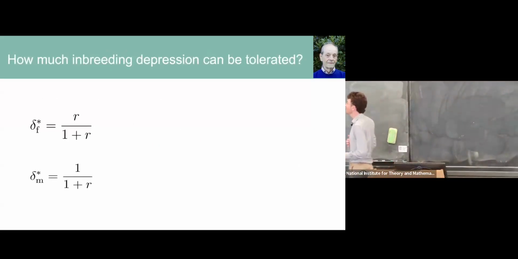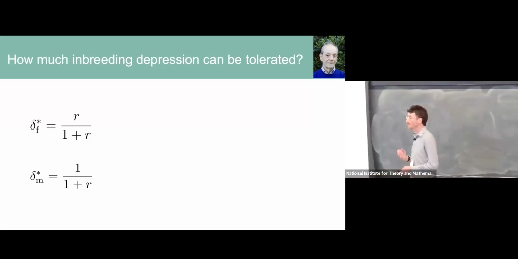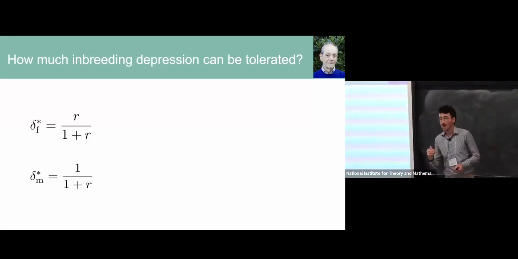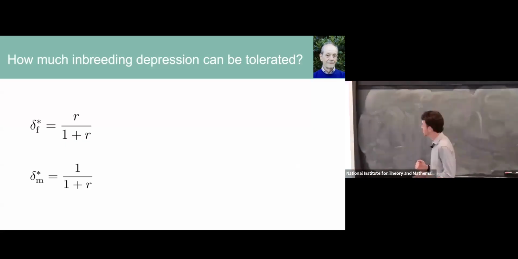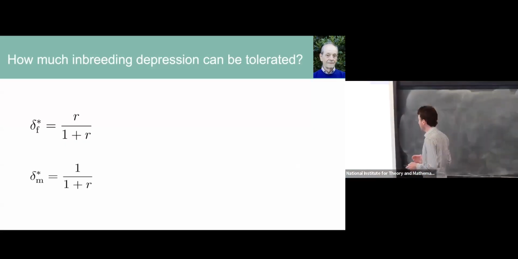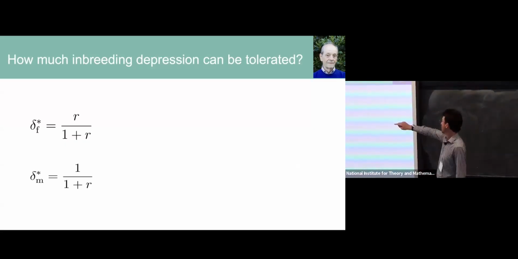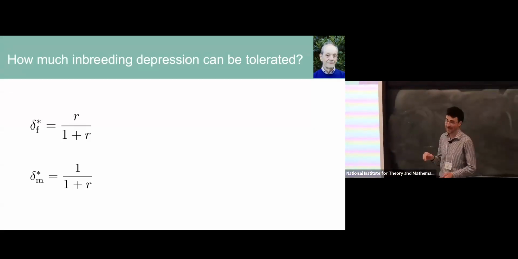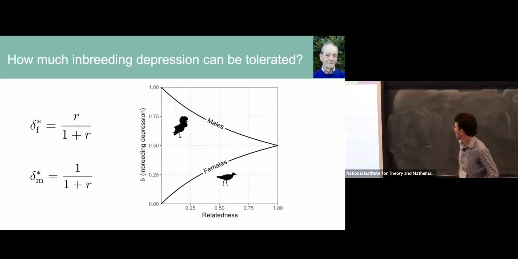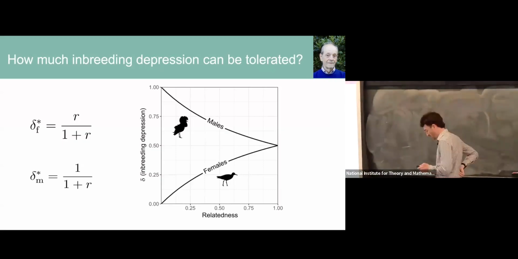What Parker then did was he said, okay, let's find inbreeding depression thresholds above which inbreeding can't invade and below which inbreeding should invade. And in the female case, you end up with this R over 1 plus R term, and in the male case, you end up with this 1 over 1 plus R term. And if we plot these, this is what you get.